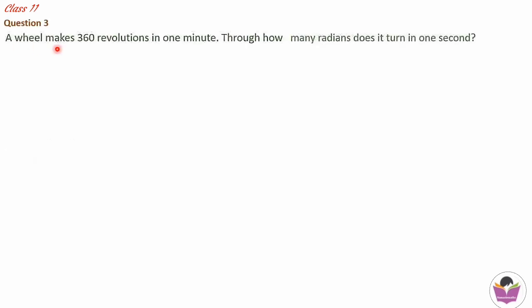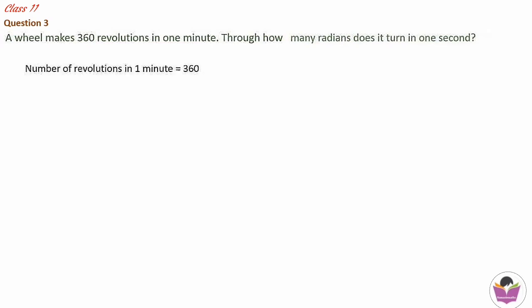A wheel makes 360 revolutions in 1 minute. Through how many radians does it turn in 1 second? Here the condition given to us is a wheel. Wheel means circular shape. Wheel is in circular shape. That wheel makes 360 revolutions, means 360 times it is rotating in 1 minute. Through how many radians does it turn in 1 second? In 1 second, how much angle, means it is in radian measure, it is turning. That is what the question.